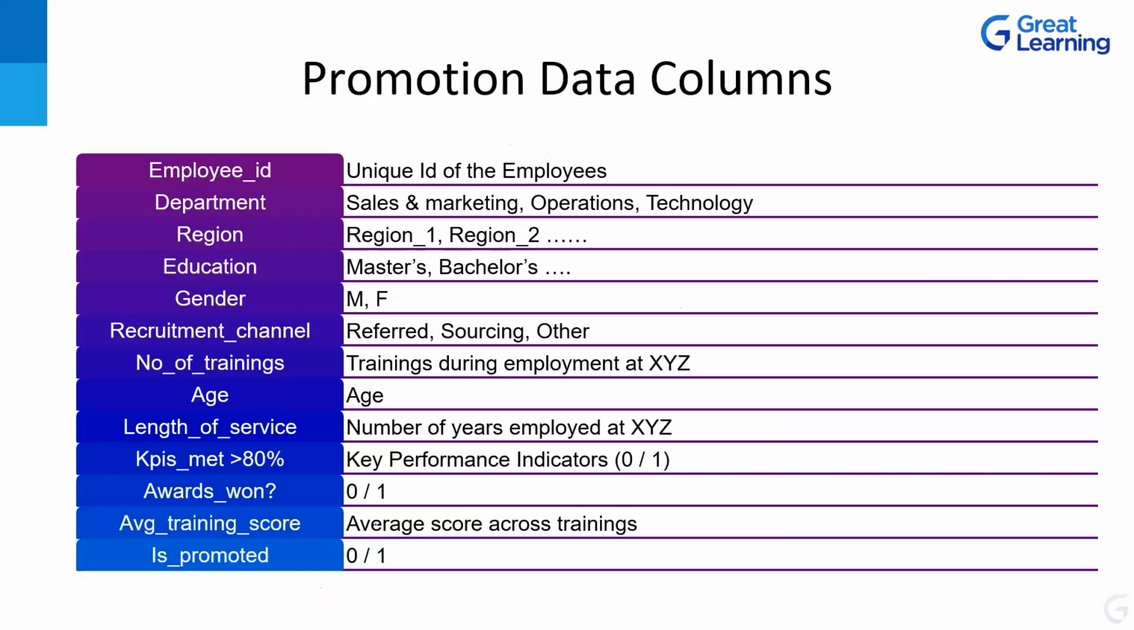So if we talk about the data set, we have 14 columns in our data set. So we have the unique ID of the employees, and we also have the department they belong to: sales, marketing, operations, technology, and so on. We also have which region the employees are working in, and it is coded. So we don't have the actual names of the regions, but it is coded as region 1, 2, 3, 4, and so on. There are several regions out there.